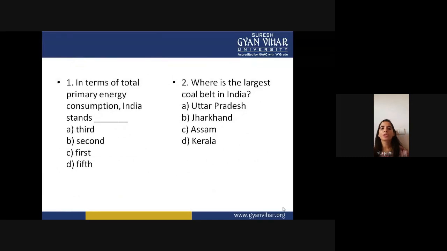So there are a few questions in this lecture, which are based on this lecture. So first question is, in terms of total primary energy consumption, India stands third. So primary energy consumption, India stands at third position. The second question is, where is the largest coal belt in India? Option one is Uttar Pradesh, second is Jharkhand, third is Assam, and fourth is Kerala. So Jharkhand is the largest coal belt in India.